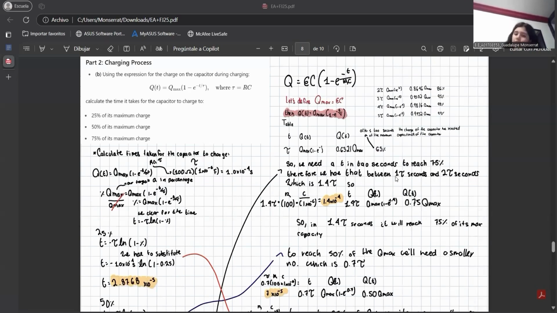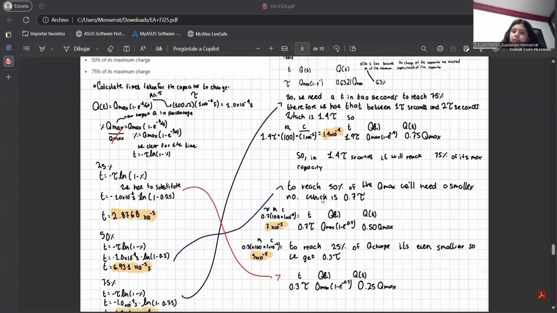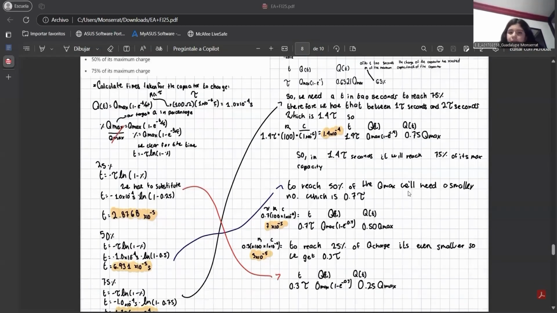1.4 tau seconds. And to get only the seconds, we are going to cancel tau by multiplying by RC, which is equal to tau. And for the 75%, we have 1.4 times 10 to the minus 4 power seconds. And then the same for the 50%, which is smaller. So we get 0.7 tau. Now we do the same to cancel tau, and we have 7 times 10 to the minus 5 power.